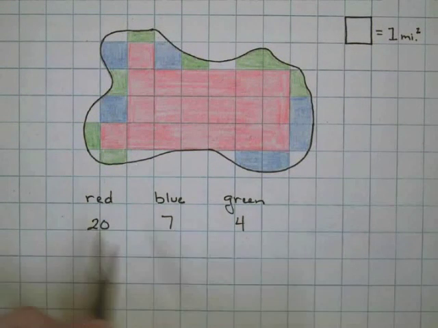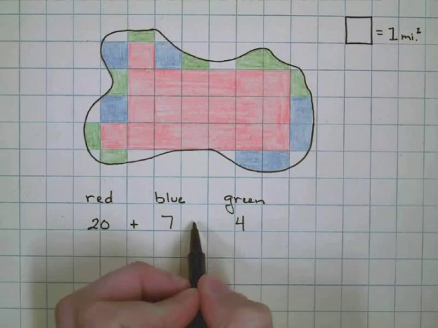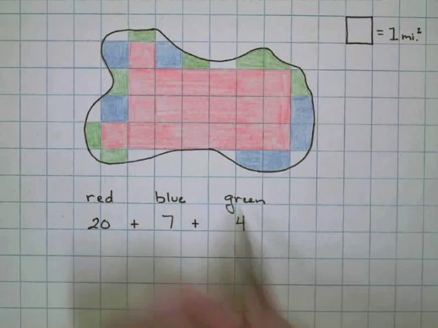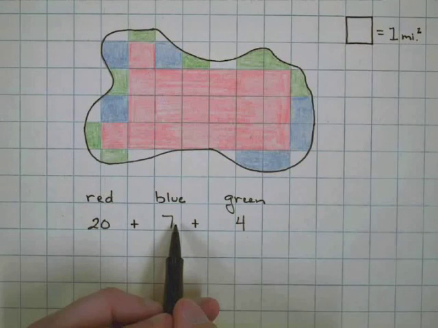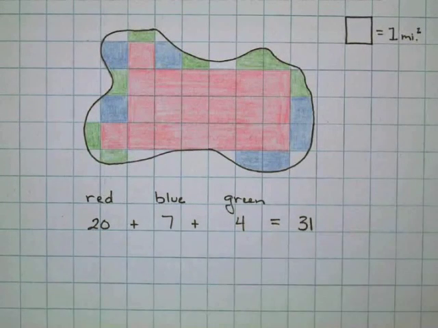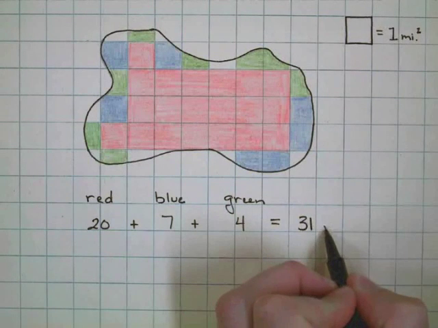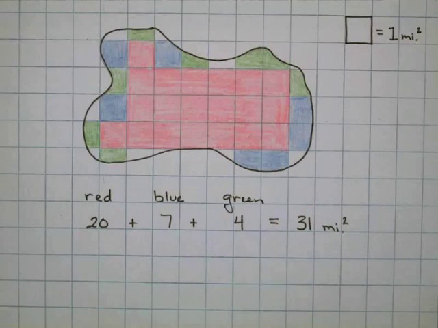So my area comes out like this: I have 20 full squares from the red, 7 full squares from the blue, and 4 full squares from the green. So I'm going to add those up. 20 plus 7 is 27, plus 4 is 31 of these squares. So I can say 31 square miles, and that is my estimate. It's not exact, but it's close enough.